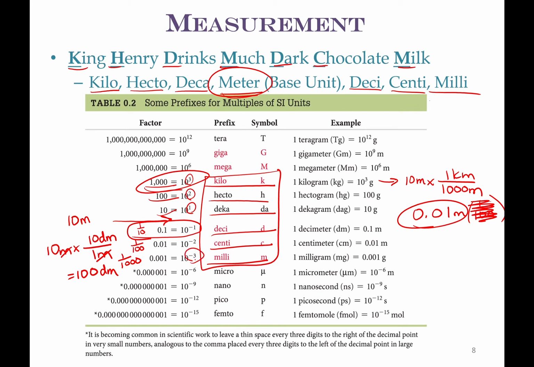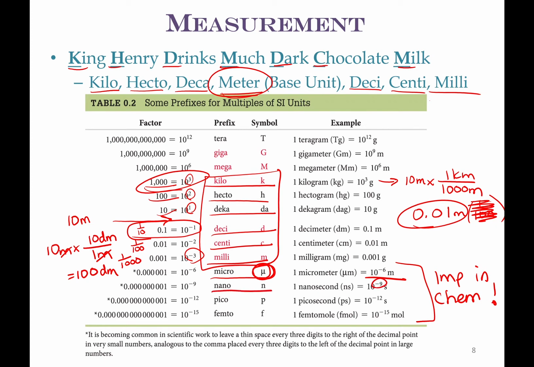So 10 to the minus 3 is milli. Micro, notice this mu. This is going to be important. These small ones are important in chemistry because there's a lot of really small stuff in chemistry. So micrometer, people like to say micrometer, is times 10 to the negative 6th, the very popular one. Nano is times 10 to the negative 9th.